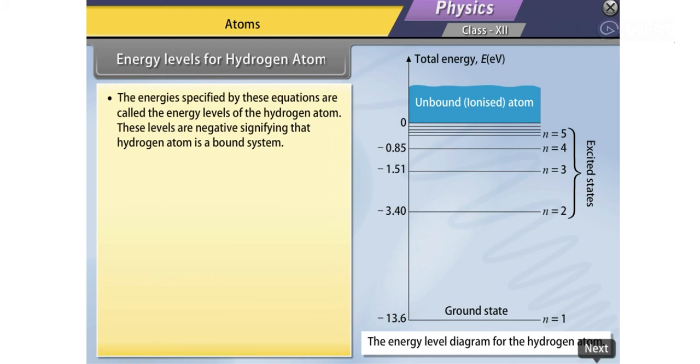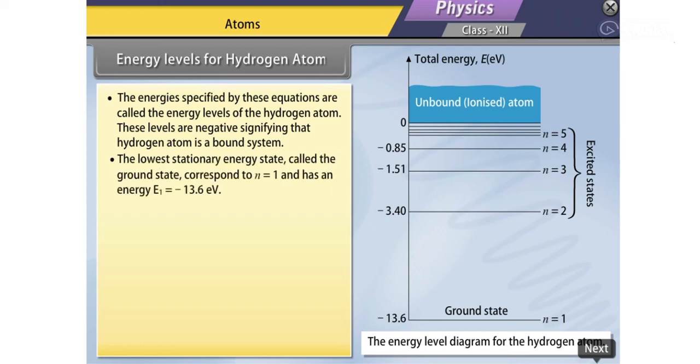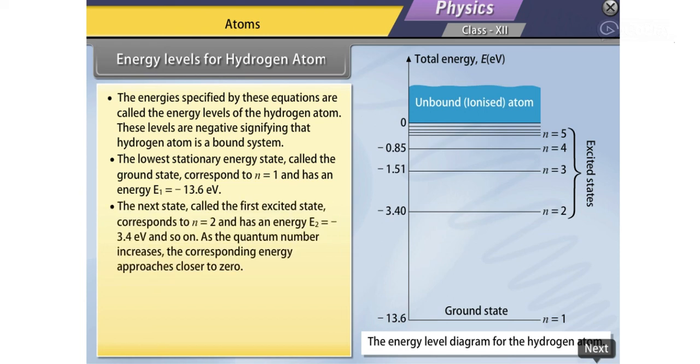These levels are negative, signifying that the hydrogen atom is a bound system. The lowest stationary energy state, called the ground state, corresponds to n = 1 and has an energy E1 equals minus 13.6 electron volt. The next state, called the first excited state, corresponds to n = 2 and has an energy E2 equals minus 3.4 electron volt, and so on.